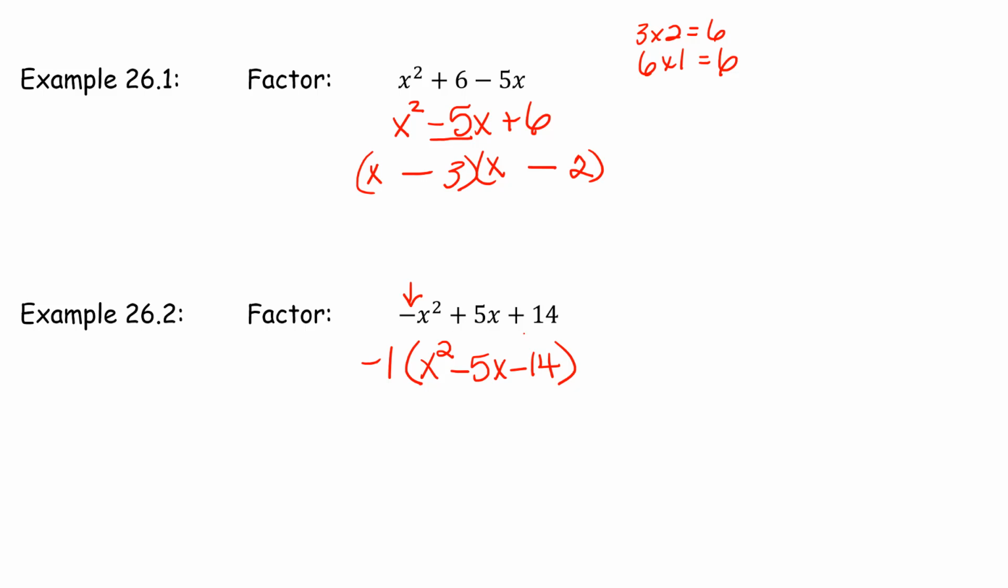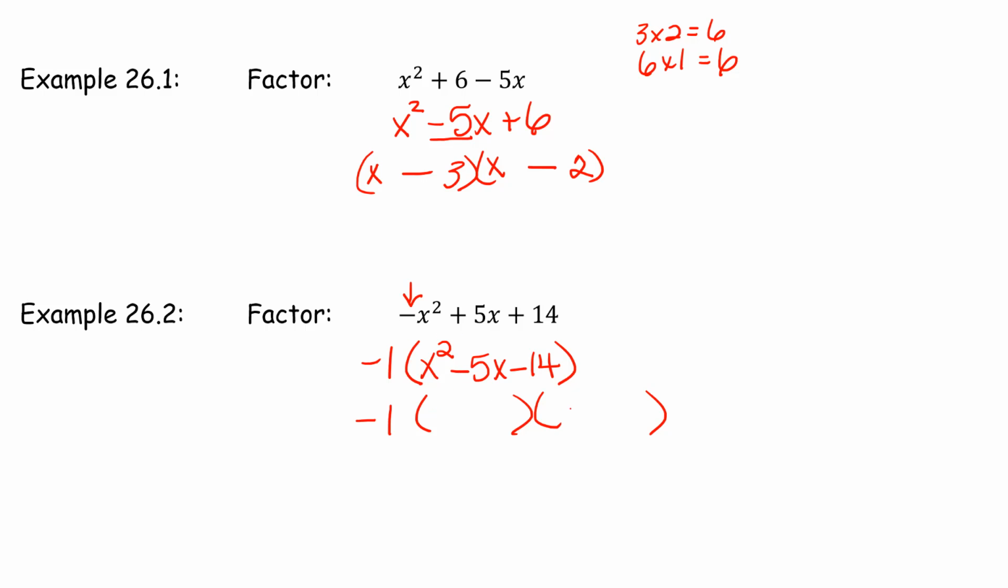If you divide out a -1 here, you're going to change the value of this expression, and you can't do that. So you're going to factor out the -1 and not get rid of it. You're just going to leave it there. All right, so we've got the -1. Now we need to factor the trinomial.